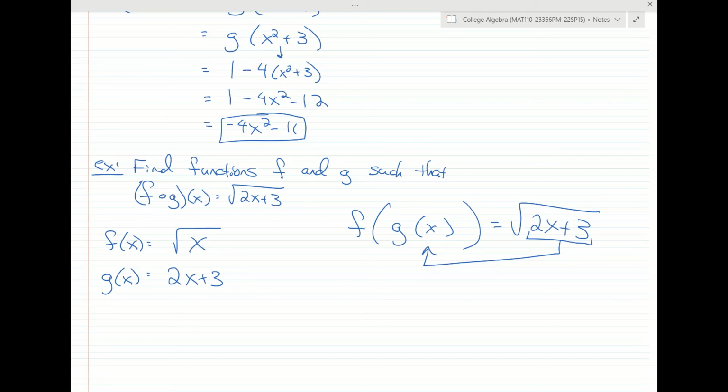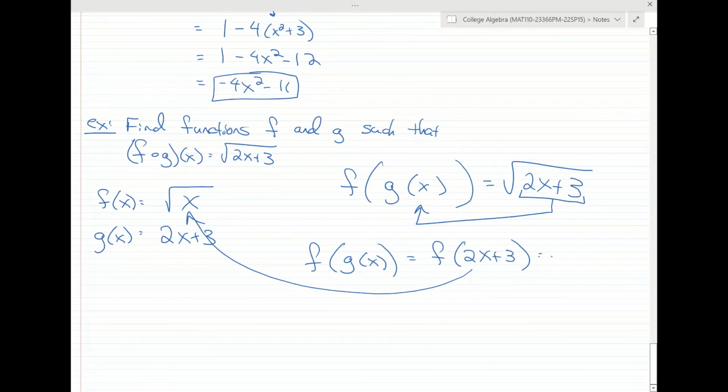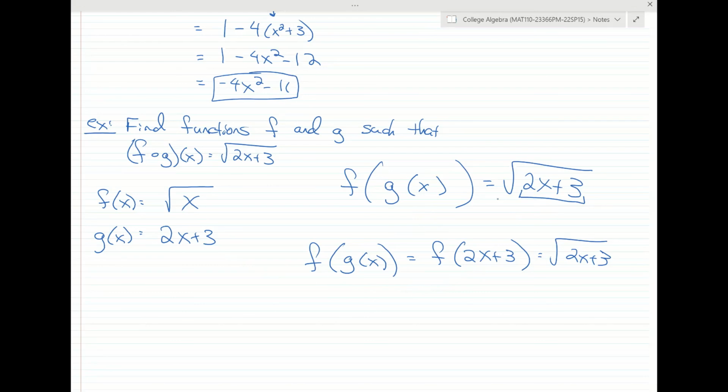If I asked you to find f of g of x, you use that line of thinking. G of x, you told me, was 2x plus 3. We're going to plug 2x plus 3 into the x right there that we created. The square root of 2x plus 3. Right? Another one of these, we got it.